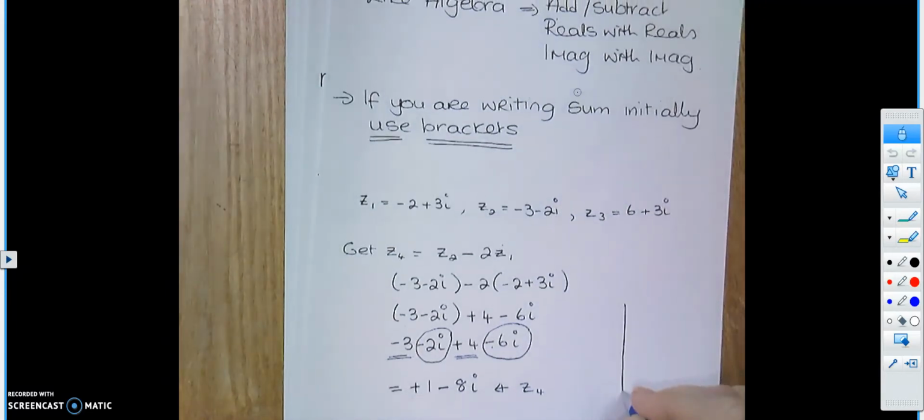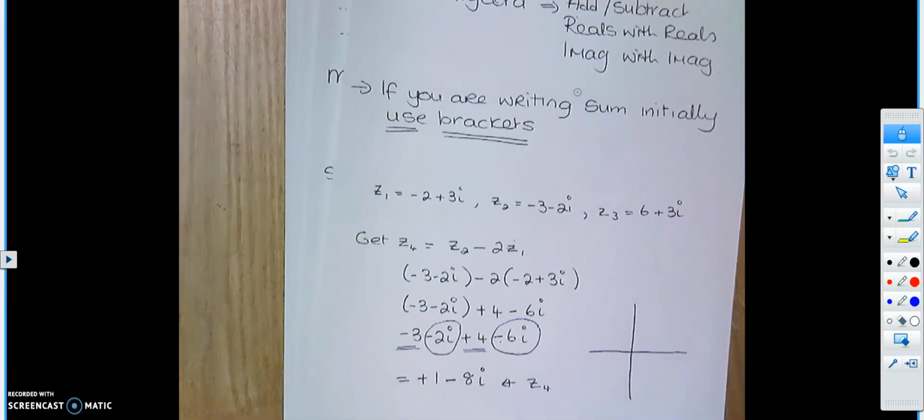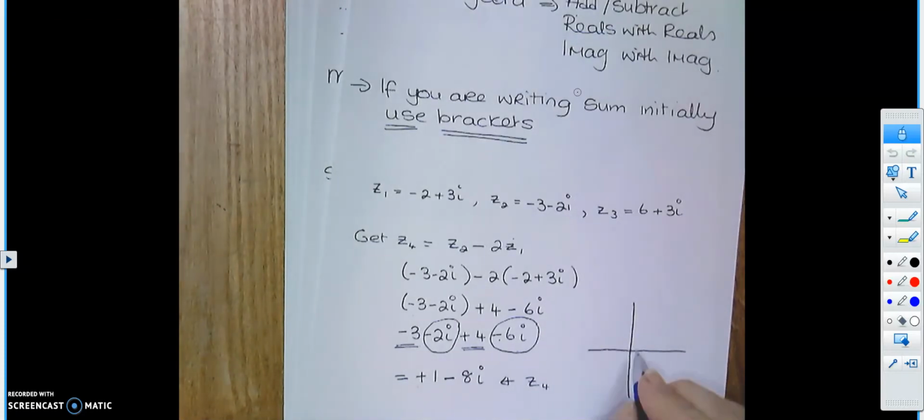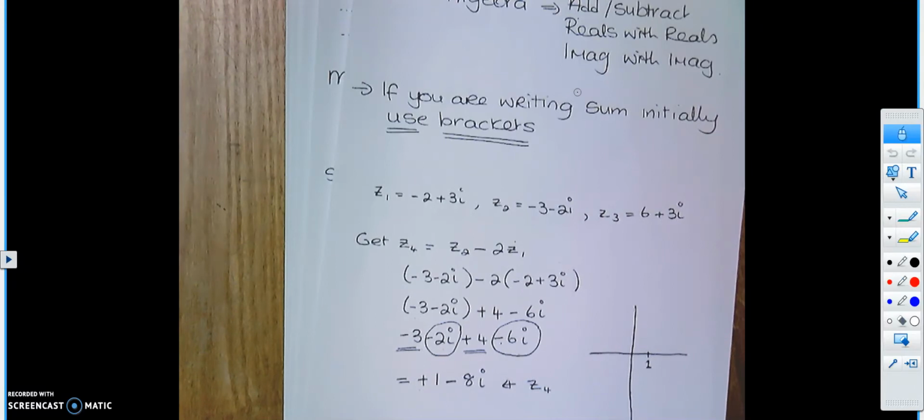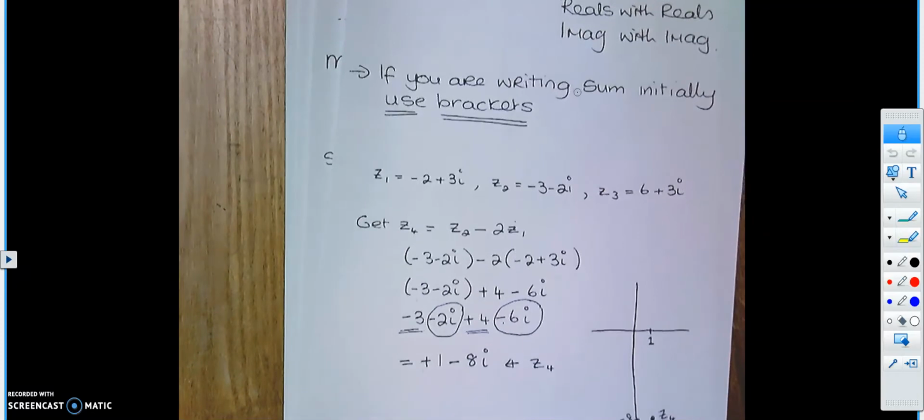So if I had to plot that, I'd have my two axes. Plus 1 would mean I go out this way, as far as 1. Minus 8i would go down here as far as minus 8. So where the 2 would cross over, I would do a dot, and I would call that Z4. Okay, so you go out the real, up and down the imaginary.